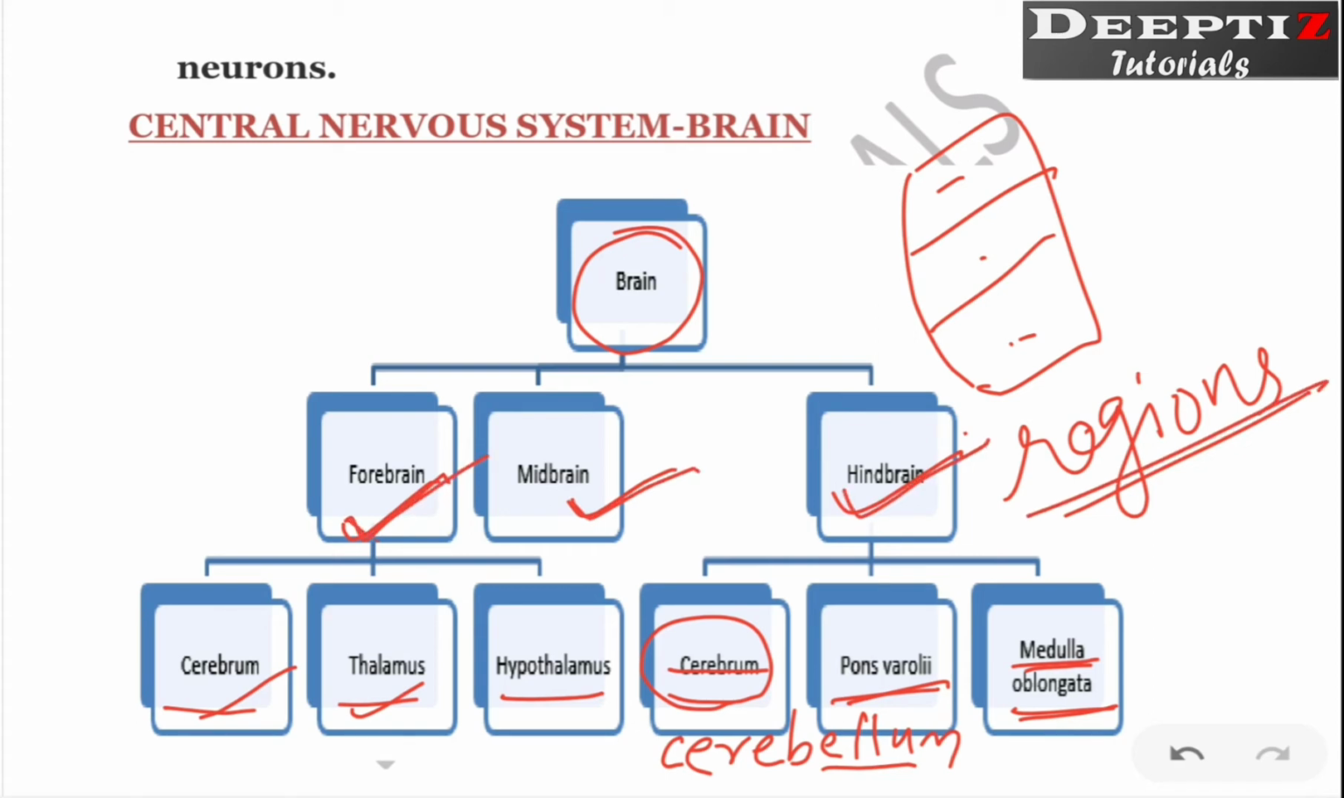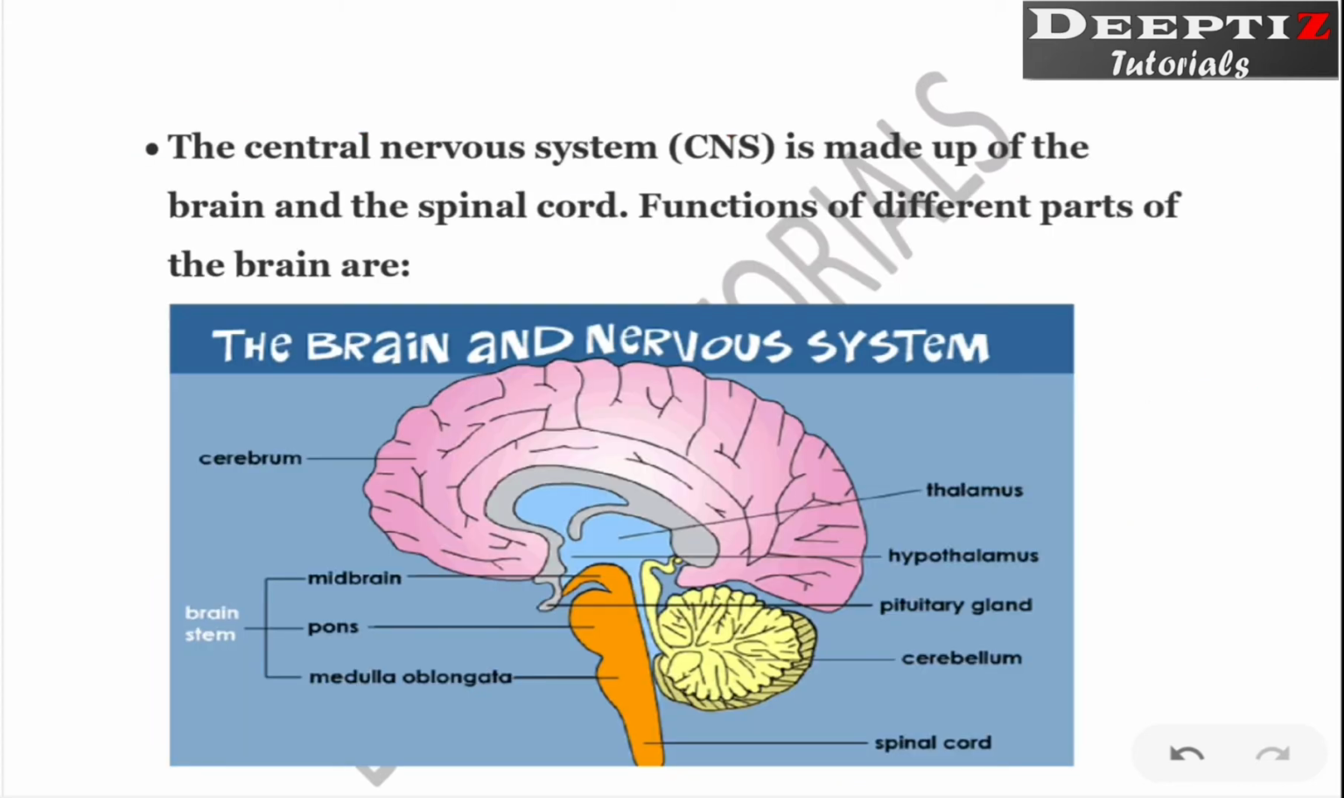The forebrain consists of cerebrum, thalamus and hypothalamus. The hindbrain consists of cerebellum, this is not cerebrum, this is actually cerebellum, pons varoli and medulla oblongata. And there is a region which comes between these two. Its function is to connect these two. This is the diagram of the brain and the nervous system.